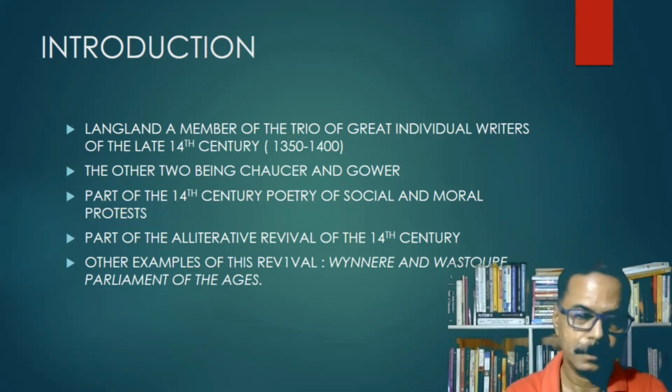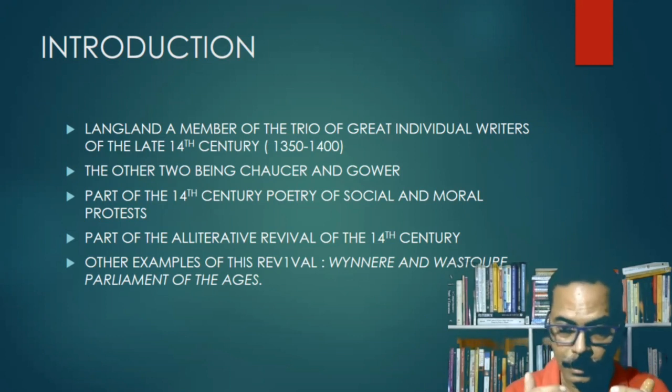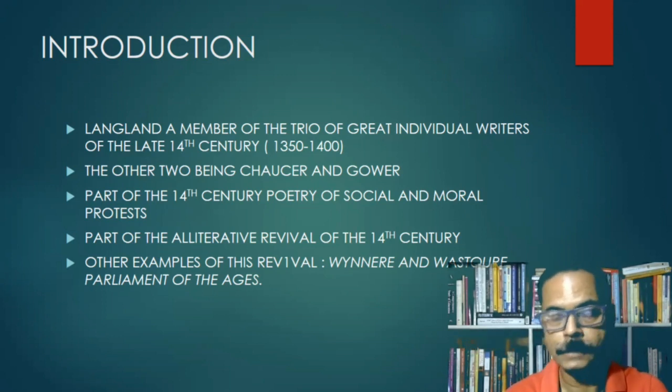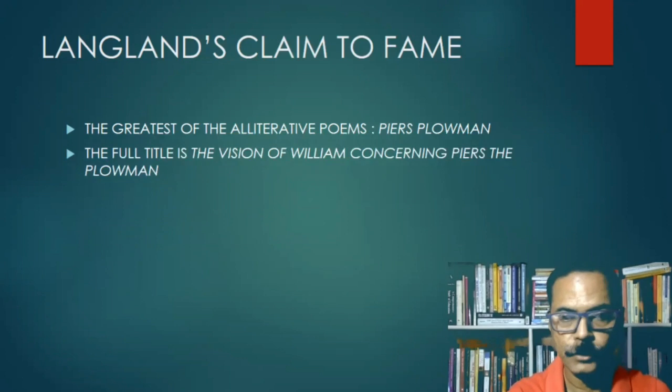But just as rhyme replaced alliteration in the Middle English period, we also see a reversal in this late 14th century. That reversal is in the form of a revival of the alliterative meter. There are poems like Winner and Waster and Parliament of Ages, which were written in the conventional alliterative meter. Langland's poetry is also written with this particular sound patterning mode, which is called alliteration. So, along with being the representative of the protest literature of the age, Langland also represents the alliterative revival of the late 14th century, to be precise.